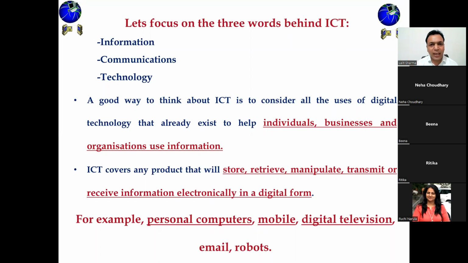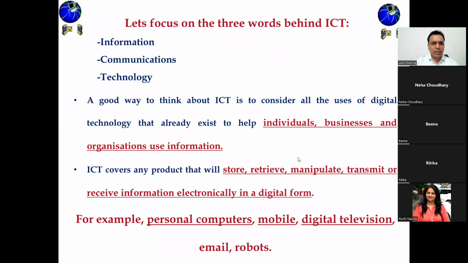आईसीटी, राइट? फॉर एग्जांपल यू ऑल हैव द मोबाइल. मोबाइल में बताओ स्टोर हो रहा है कि नहीं हो रहा? हो रहा है. रिट्रीव हो रहा है, रिट्रीव करके निकालते हो आप चीजें, मैनिपुलेट करते हो, ट्रांसमिट करते हो, रिसीव करते हो. तो मोबाइल क्या है? मोबाइल इज ए आईसीटी. मोबाइल इज ए एग्जांपल ऑफ ए आईसीटी. गॉट इट? गुड. For example, personal computer, mobile, digital television, these are all examples of ICT.